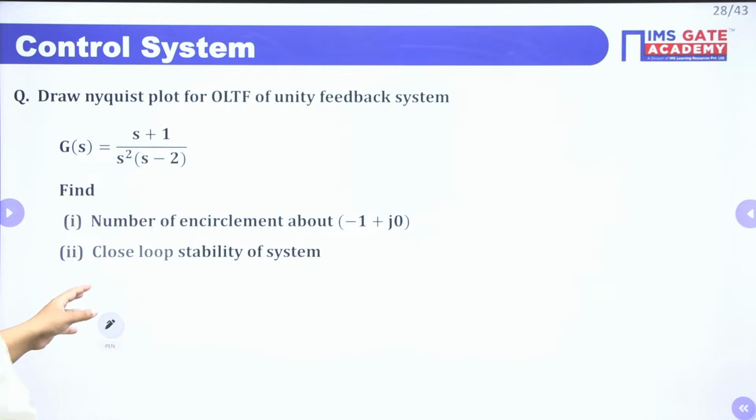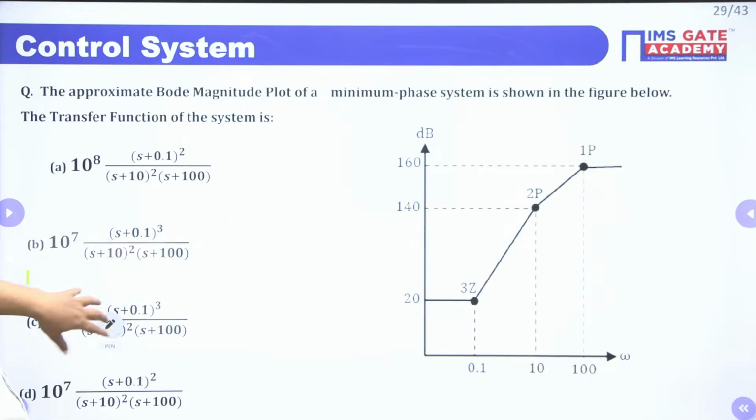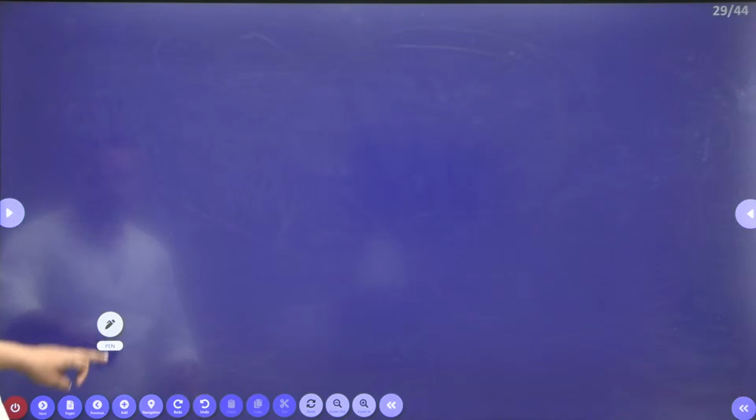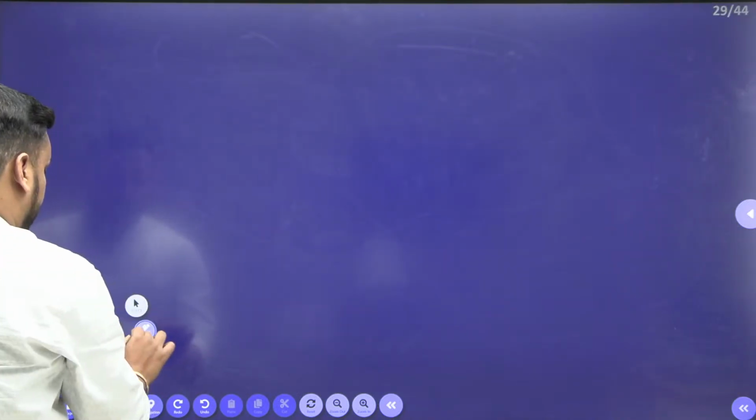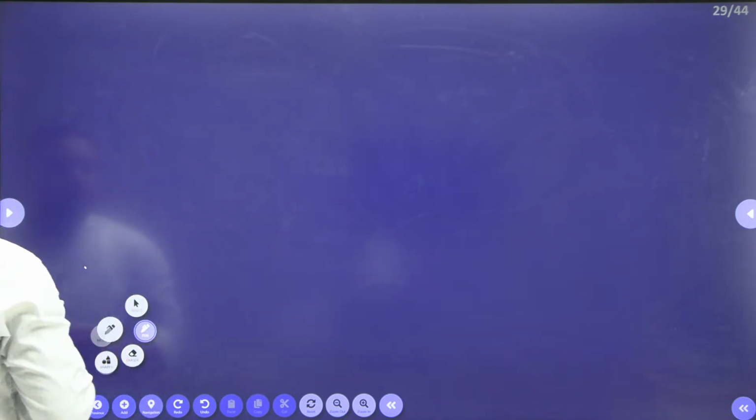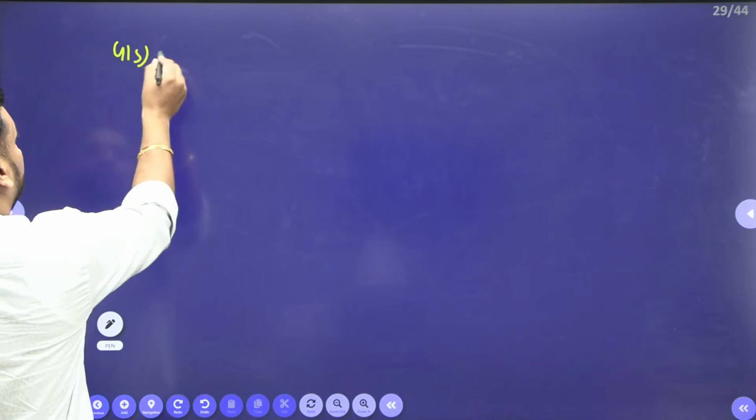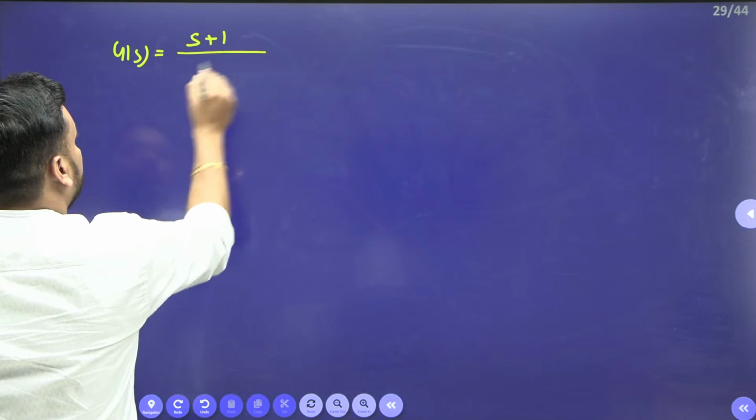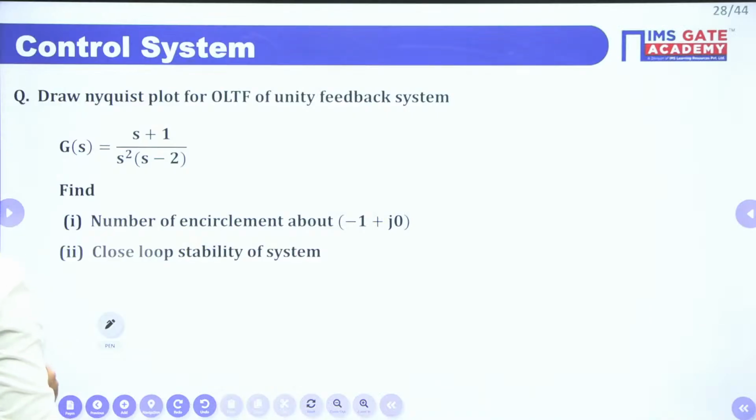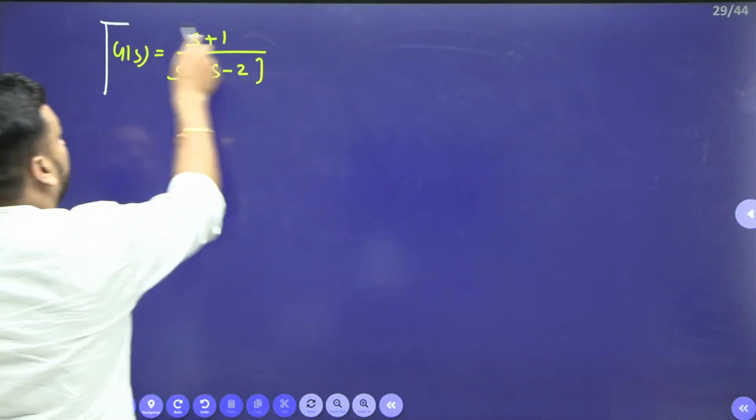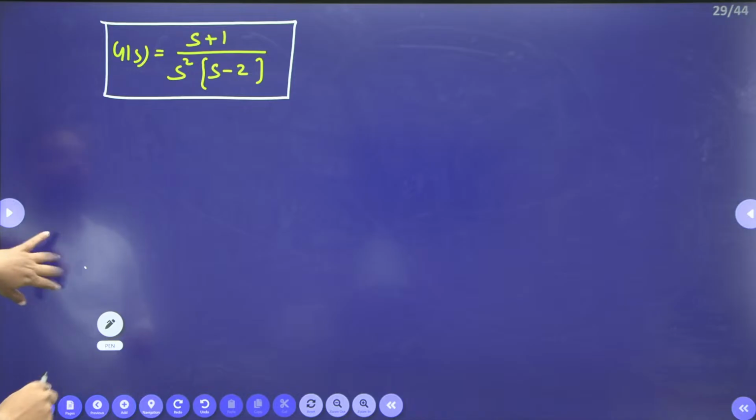This is a good question, guys. This is a Nyquist plot question, and after that we are having one more Bode plot question. So before that, we'll solve this Nyquist plot question, (S plus 1) upon S square into (S minus 2). So I'm writing the question here. The question is G(S) equal to (S plus 1) upon S square into (S minus 2).